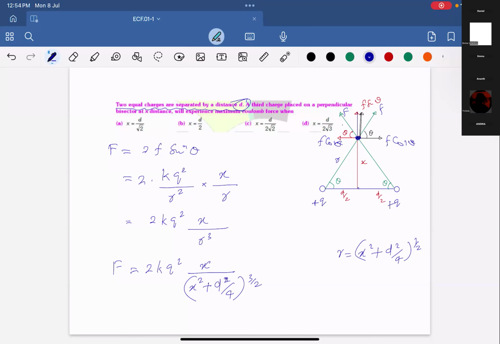We need to find when the force is maximum. They are asking to find the condition at which force is maximum. I'll tell you how to find it. Right until here? Tell me when done.